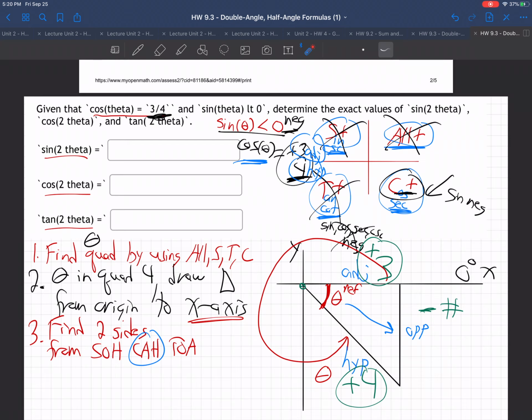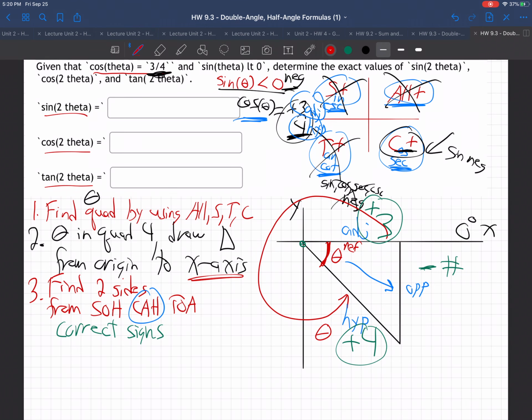Okay, so find the two sides. Correct signs. We got it. So now step 4.